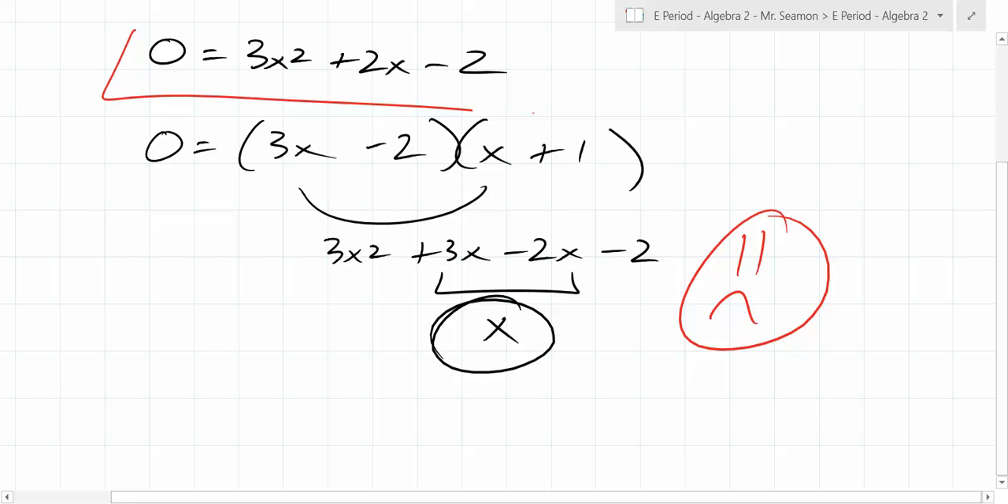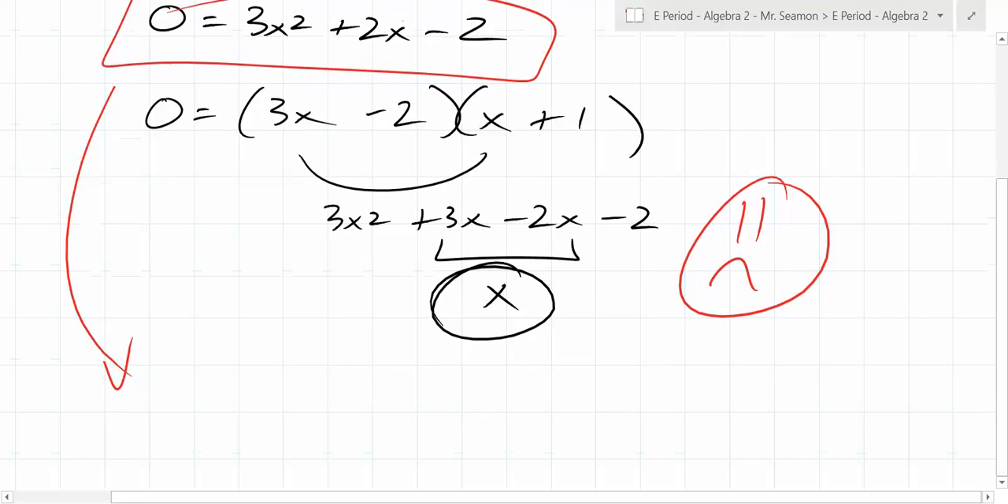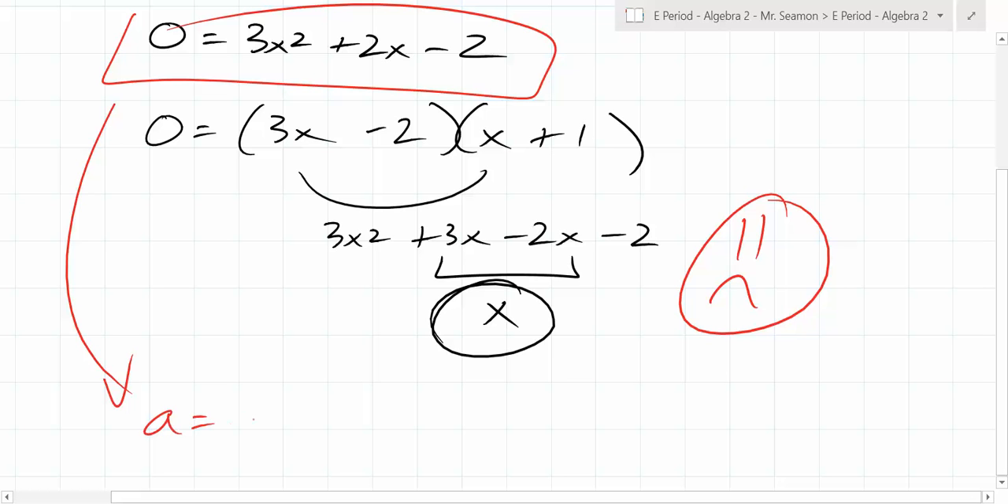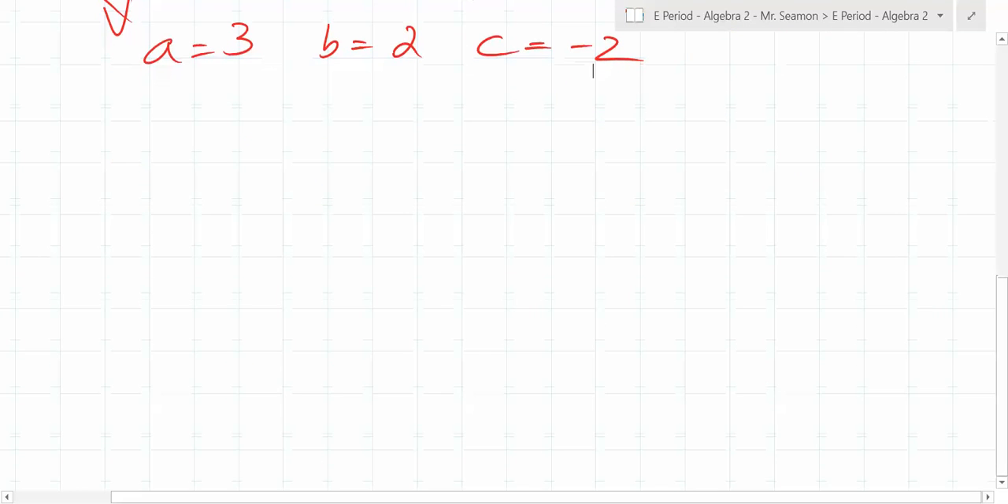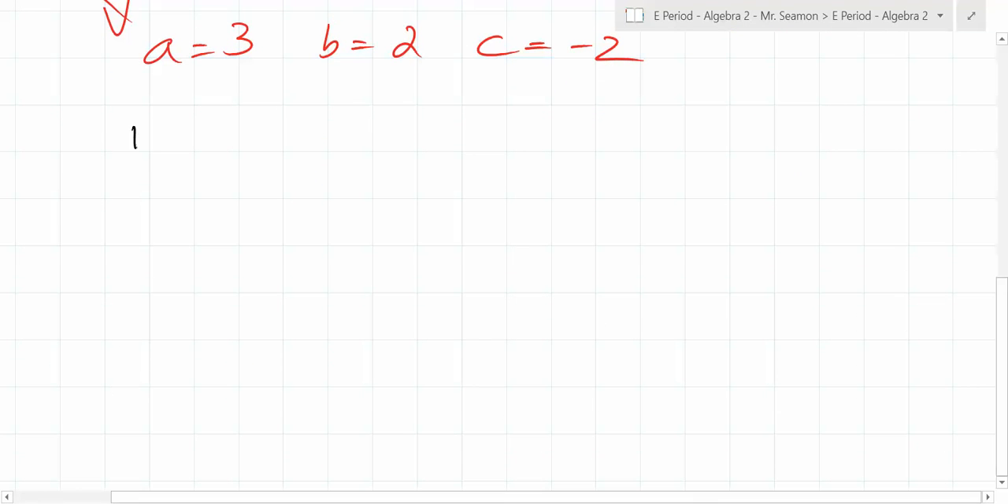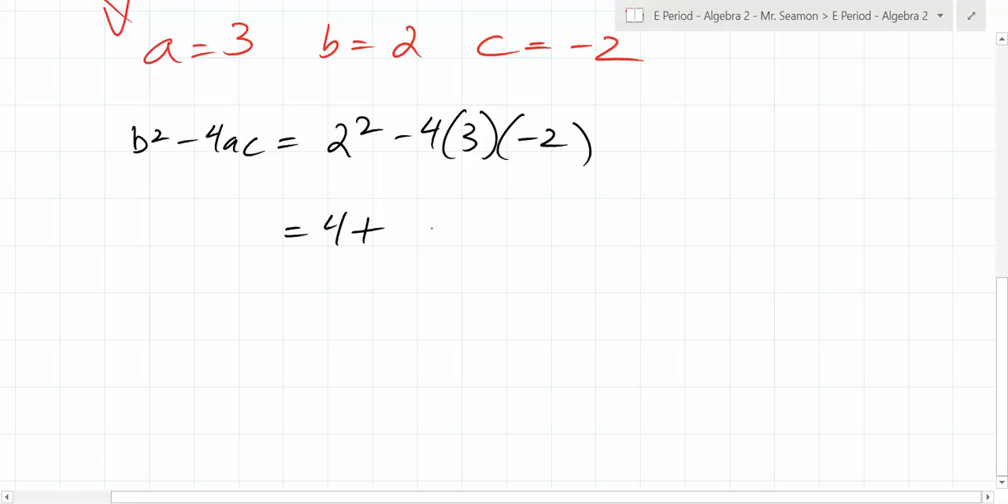So we take this and we first identify A, B, and C. A is 3, B is 2, C is negative 2. Yep. So what do we find first? That word that begins with D, discriminant, which is b squared minus 4ac. What is that? 2 squared minus 4 times 3 times negative 2. So you end up with 4 plus 24, so that's 28.